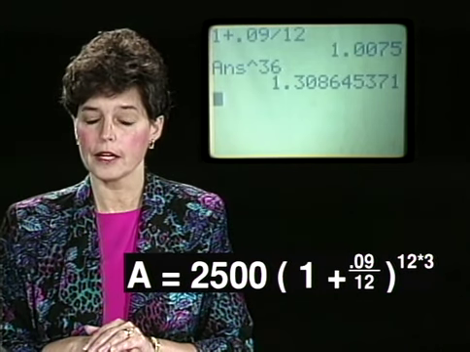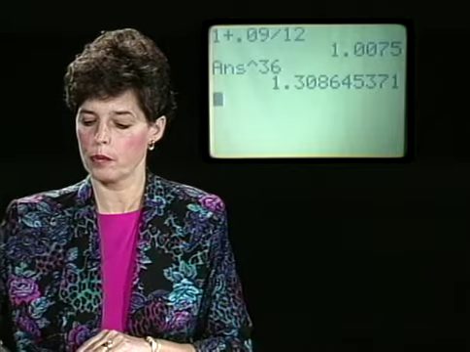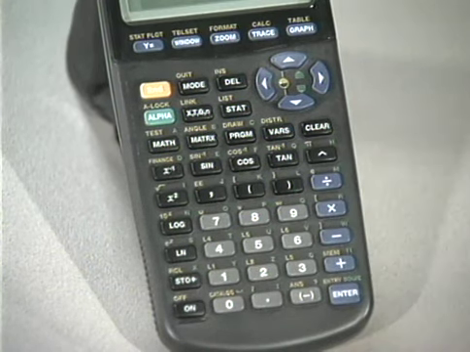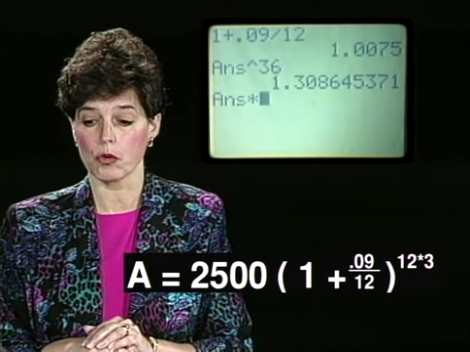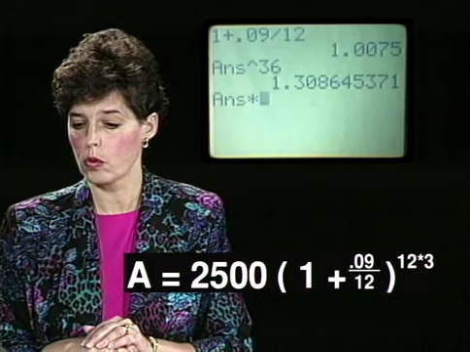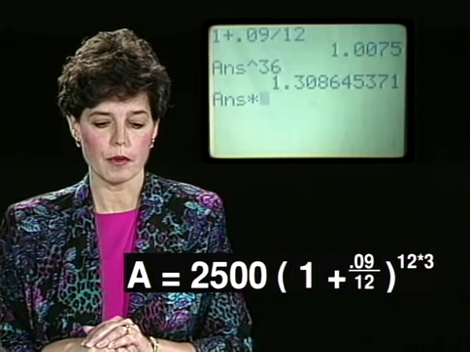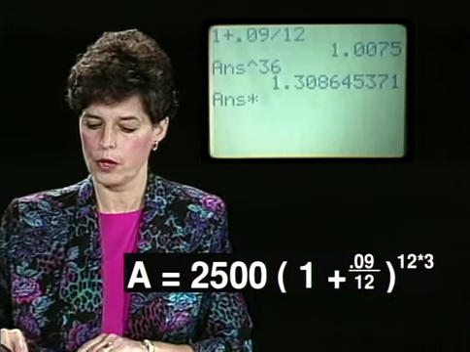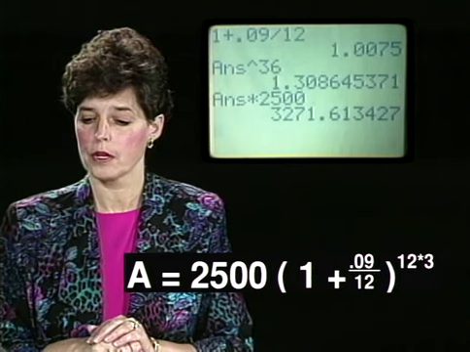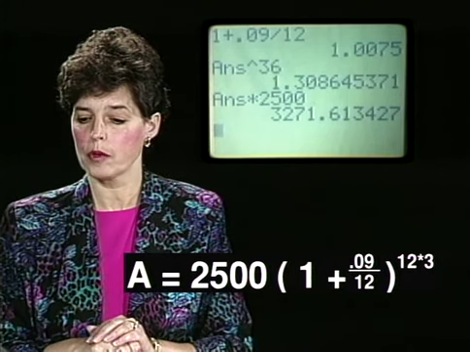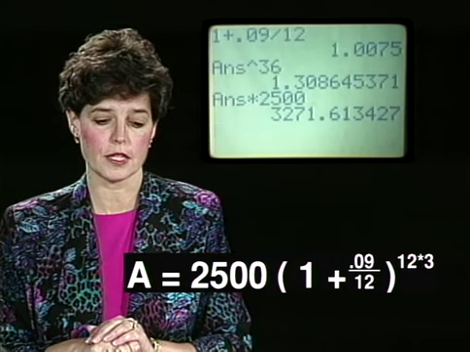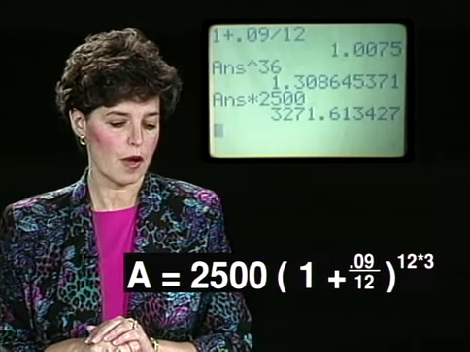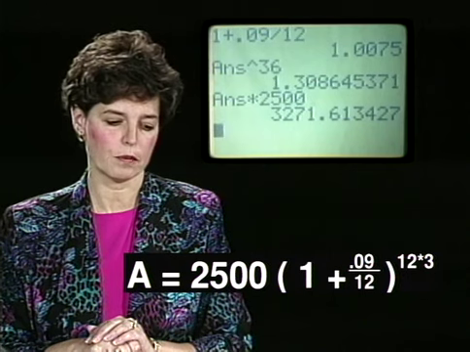Okay, lastly, I need to multiply by 2,500, so I'm going to press the multiplication key, and notice that again, the first thing on this screen is ANS, and that means that I'm going to be using the previous answer, 1.308, and I'm going to be multiplying it by 2,500, and I get an answer. So the complete answer to this compounding problem would be $3,271.61.